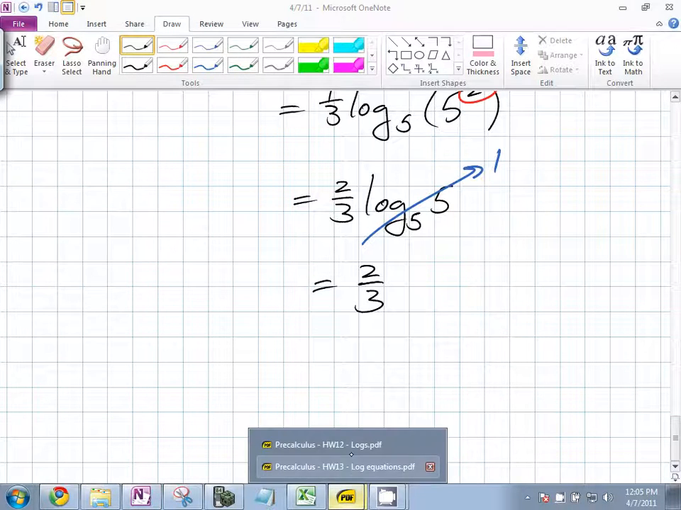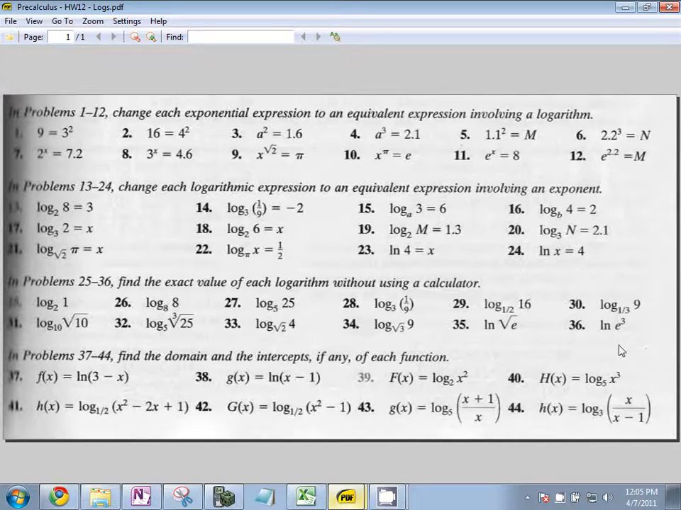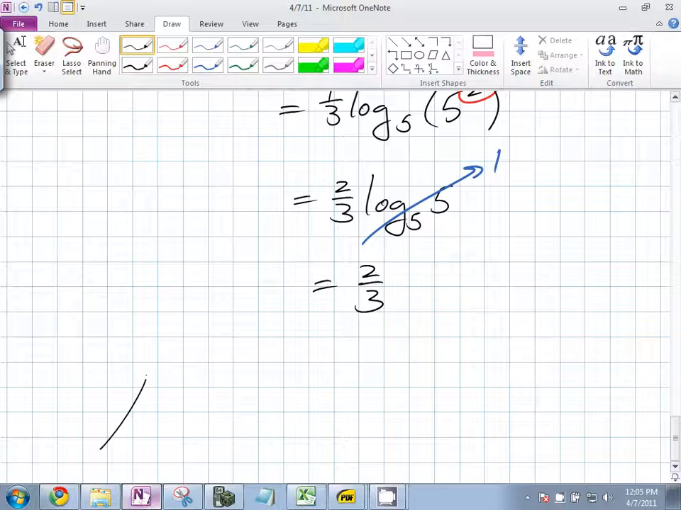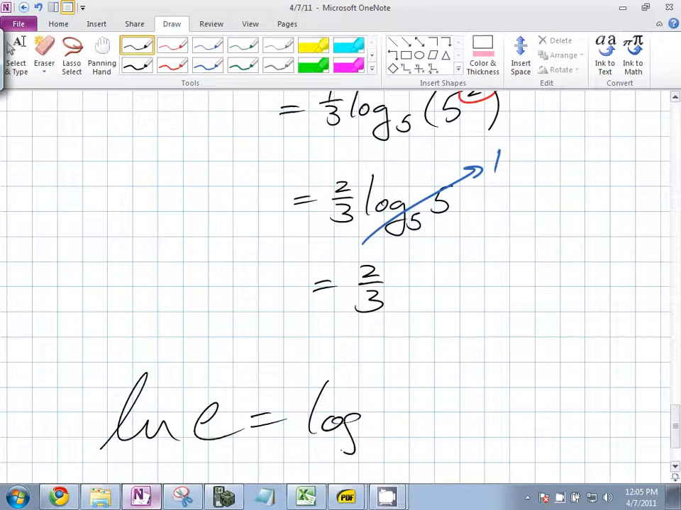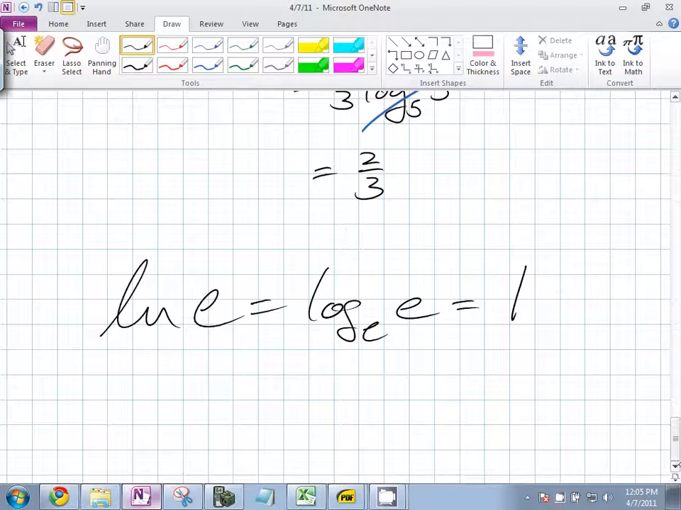Any last questions on 1 through 36? Can someone just tell me what's the answer to 36? Yeah. Because ln e is equal to? What is ln e? Log base e of e is equal to? 1. Now what's a proof of that?